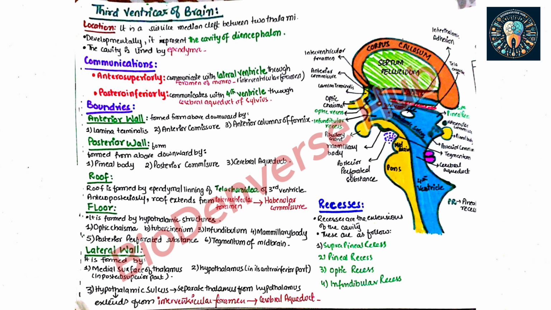After that, we have the lateral wall, and that is formed by the medial surface of the thalamus in the posterior superior part, the hypothalamus in the anterior inferior part, and the hypothalamic sulcus that separates the thalamus from the hypothalamus. This hypothalamic sulcus extends from the interventricular foramen to the cerebral aqueduct. So this was about the boundaries of the third ventricle.